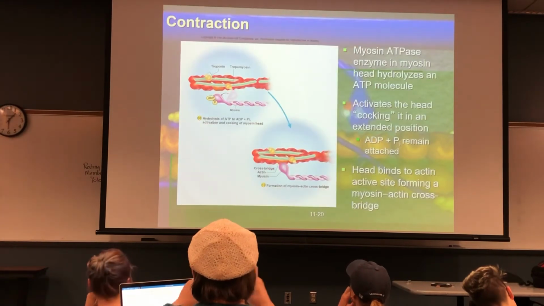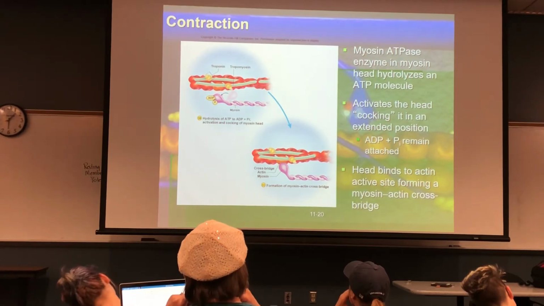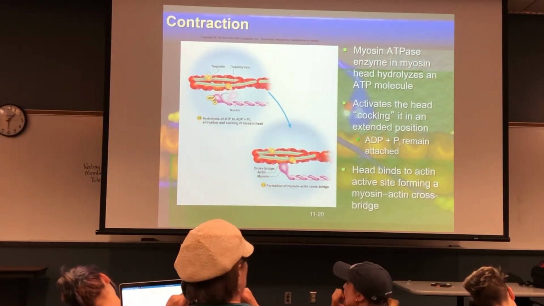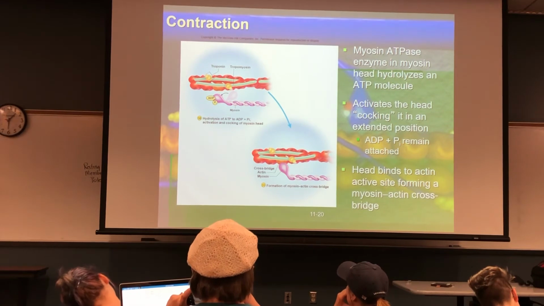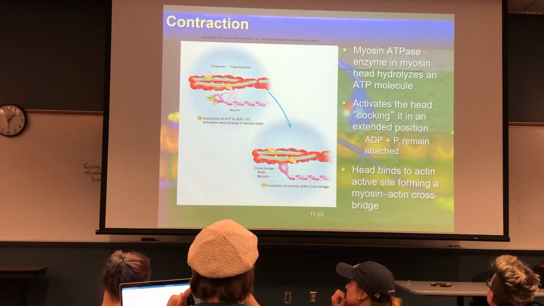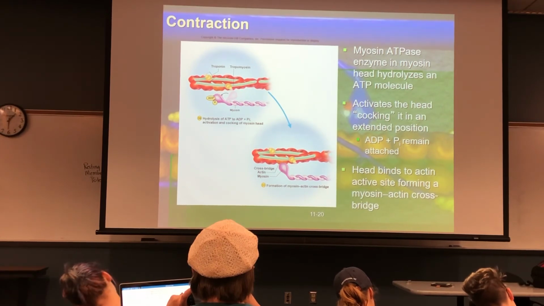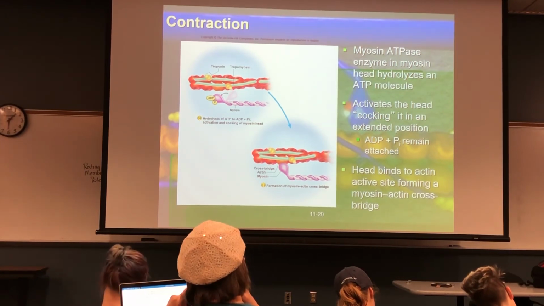So let's talk about the interaction. We said that the golf club fits into the active sites, and it does this kind of cocking and releasing that I'm going to call the power stroke. For this class, I'm just going to say know what the power stroke is. You do not have to give me any details. Everybody hear that? You don't have to give me any details. Just tell me that once the myosin head interacts with the active site, a power stroke occurs. That's good enough for me. But it involves an energy molecule called ATP.